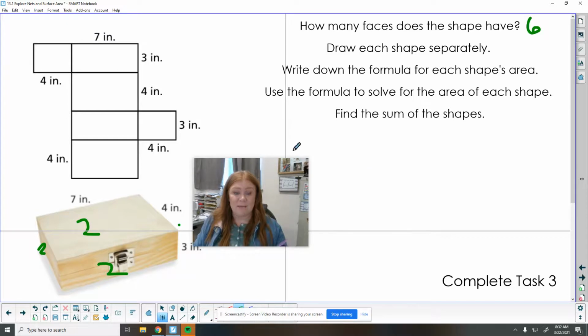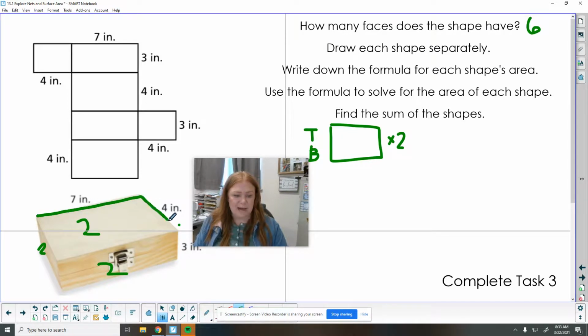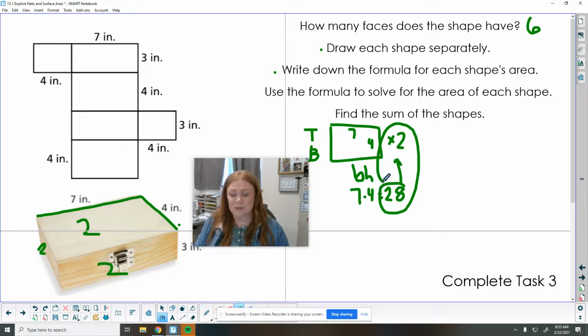So I'm going to draw my top and the bottom, and I've got 2 of these. So here's my top and bottom. So let's look at our dimensions here. 7 by 4. So this is 7, this is 4. So we drew the shape. We're going to write down the formula, base times height. Then we're going to use the formula. 7 times 4 is 28. But remember, I have 2 of those. So we want to double that. 28 times 2 will tell me the top and the bottom.